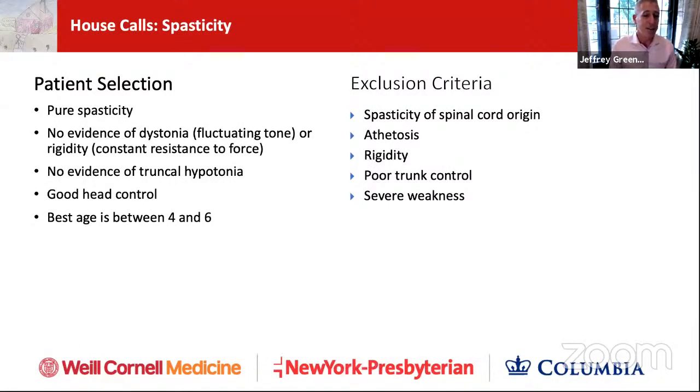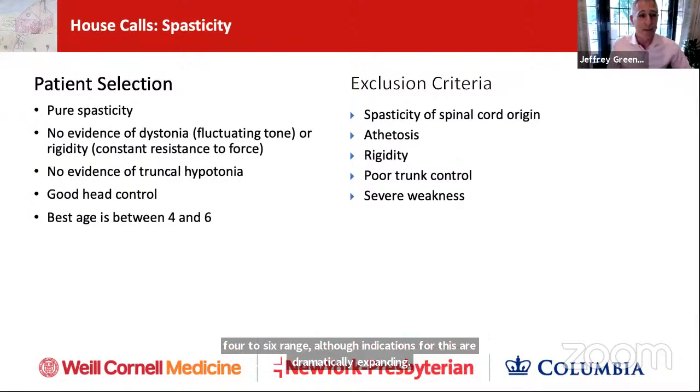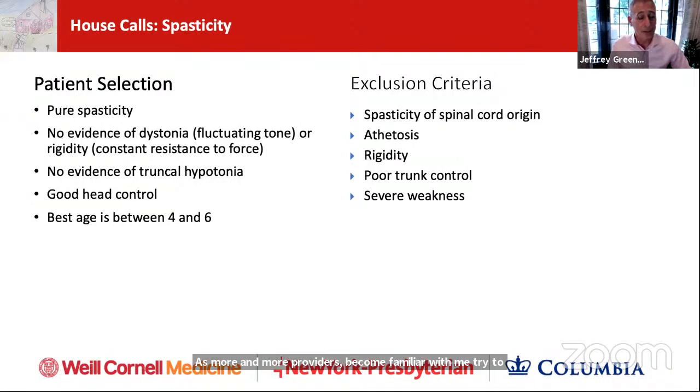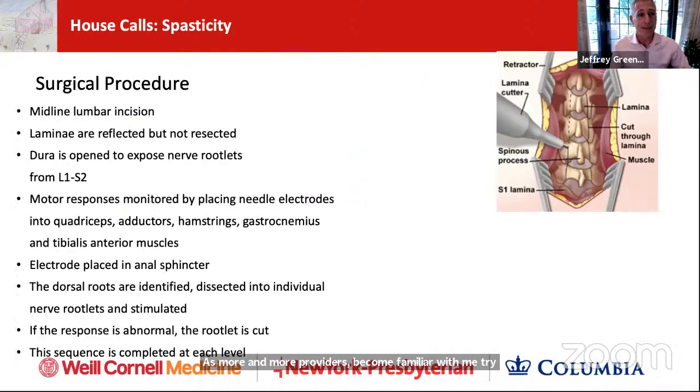we're just looking to increase that range of motion a little bit, try to get their foot flat, get those hips opened up a little bit. They're typically kids in that 4 to 6 range, although indications for this are dramatically expanding as more and more providers become familiar with it, and we try to push the envelope a little bit in how to help kids with spasticity. This is kind of what it looks like.